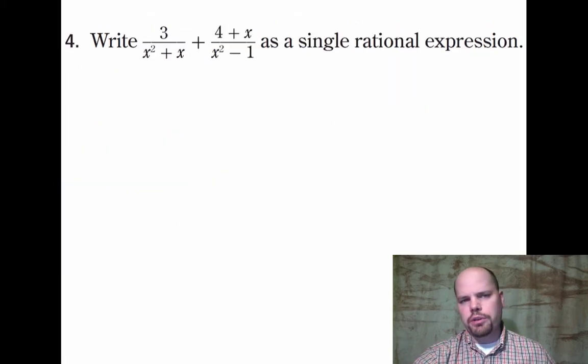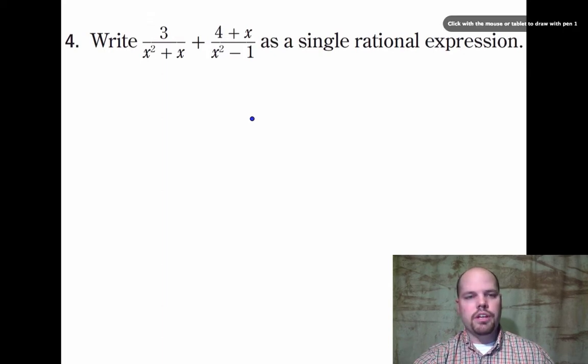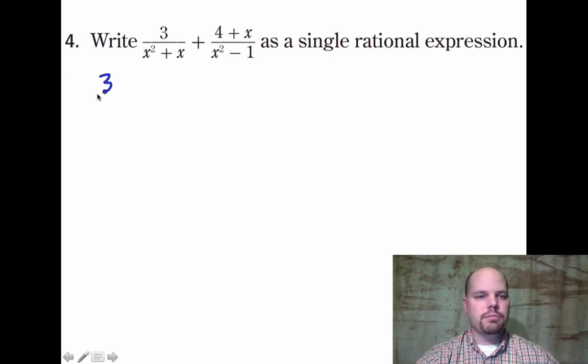Alright, this one's a little more complicated, but the same idea applies. So let's write 3 over x squared plus x, plus the quantity 4 plus x over the quantity x squared minus 1, as a single rational expression. So we're going to use factoring to help us group this into one rational expression. So let's factor that. So it's going to be 3 over.